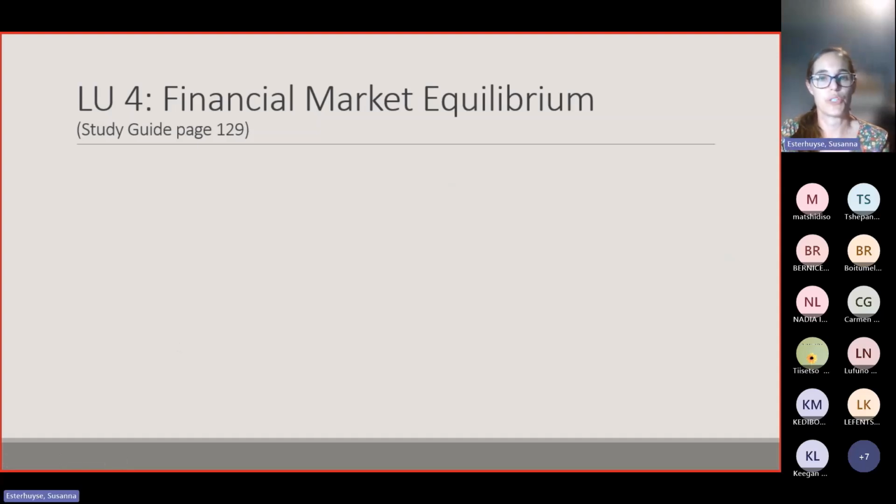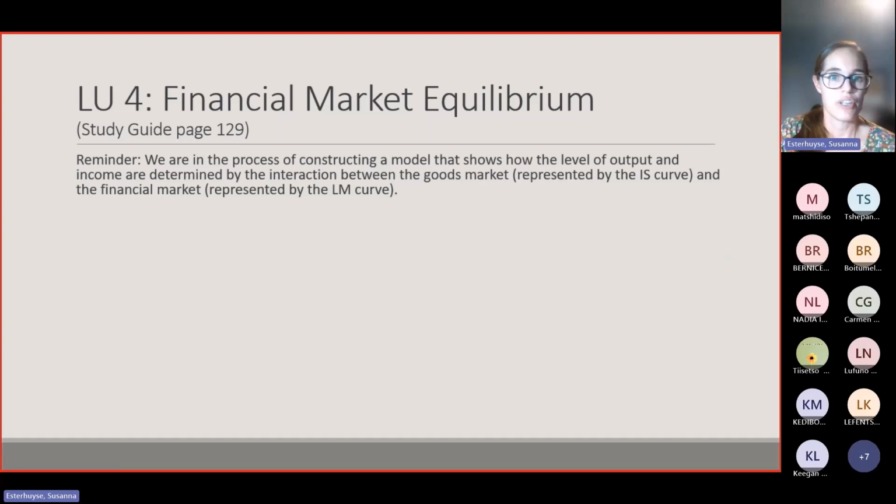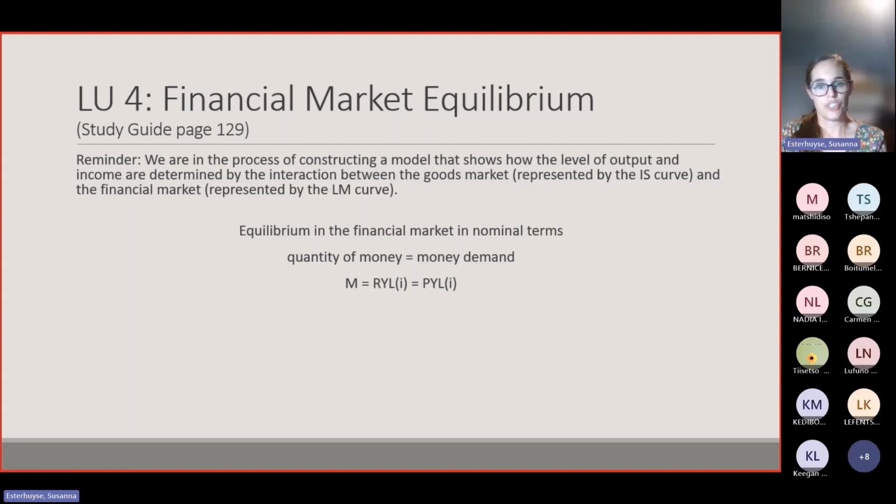Okay, so we are moving closer now to the LM curve, which we are focusing on tonight. So let's first consider what we are being busy with. We are in the process of constructing a model that shows how the level of output and income are determined by the interaction between the goods market, the IS curve that we've done in the previous slide, and the financial market represented by the LM curve. So let's just consider our equilibrium in the financial market again. So we said the quantity of money is equal to money demand.